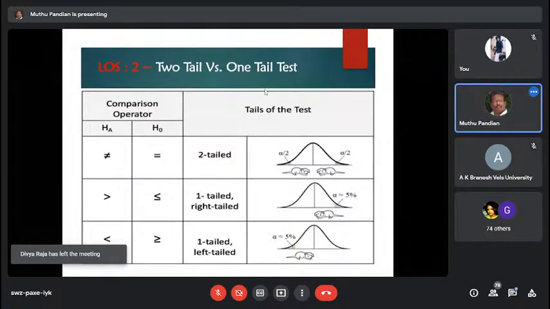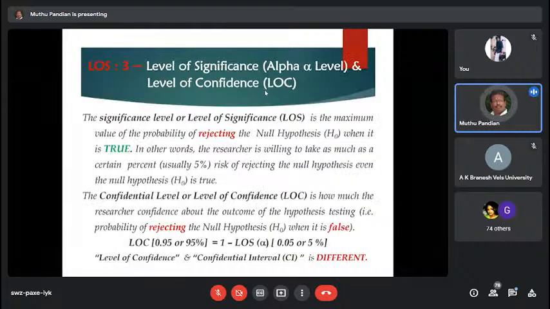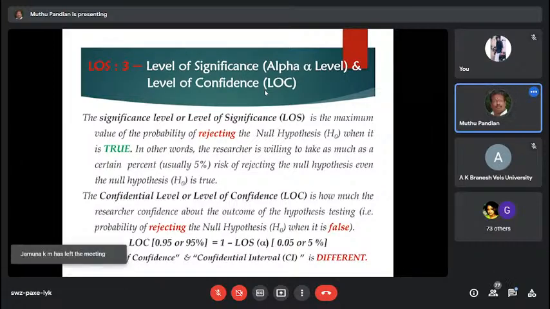Many people still have confusion about two concepts: level of significance and level of confidence. Level of significance and level of confidence are entirely different terms. You should understand the terms. That's why I especially designed this.